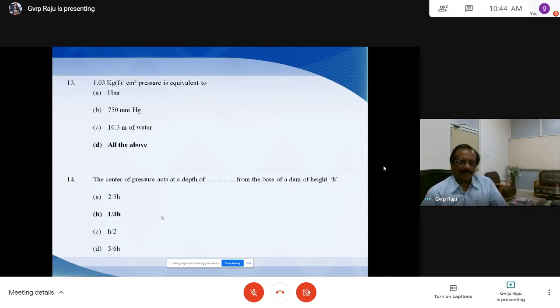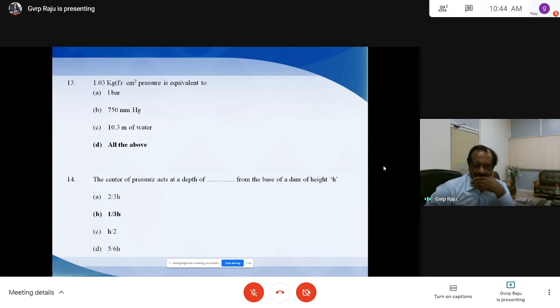And 13, 1.03 kg force per square centimeter pressure is equivalent to... Just now we are discussing. So it is 760 mm of mercury, or 1 bar. 1 bar means barometric pressure. We also see, and sometimes we will be representing, 1 atm. So that is also, all the above. So this is equivalent to all the above. 10.3 is correct, 760 mm of mercury, 1 bar is correct. All the above.